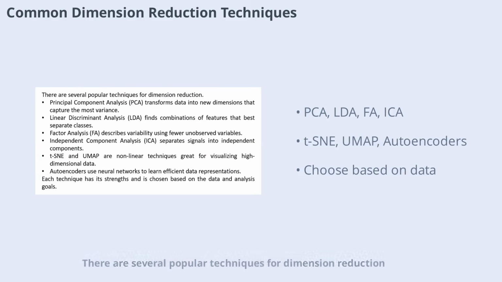There are several popular techniques for dimension reduction. Principal component analysis (PCA) transforms data into new dimensions that capture the most variance. Linear discriminant analysis (LDA) finds combinations of features that best separate classes. Factor analysis (FA) describes variability using fewer unobserved variables. Independent component analysis (ICA) separates signals into independent components. t-SNE and UMAP are nonlinear techniques great for visualizing high-dimensional data. Autoencoders use neural networks to learn efficient data representations. Each technique has its strengths and is chosen based on the data and analysis goals.